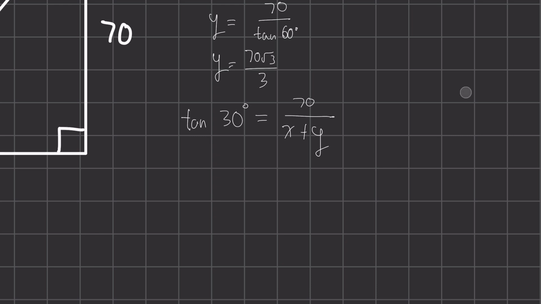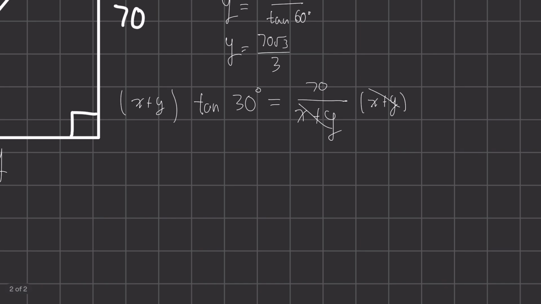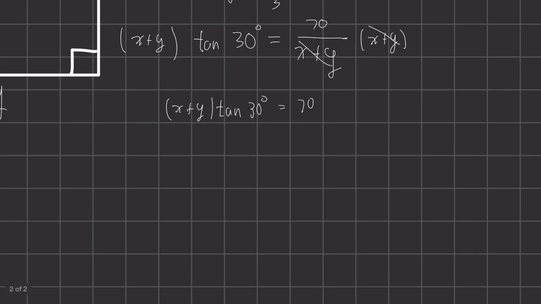So here we must isolate for x. First step in doing so is to just multiply both sides by x plus y. These two cancel out. We get that x plus y times tangent 30 is equal to 70. Now we divide both sides by tangent 30. These two cancel out. x plus y is equal to 70 divided by tangent 30.